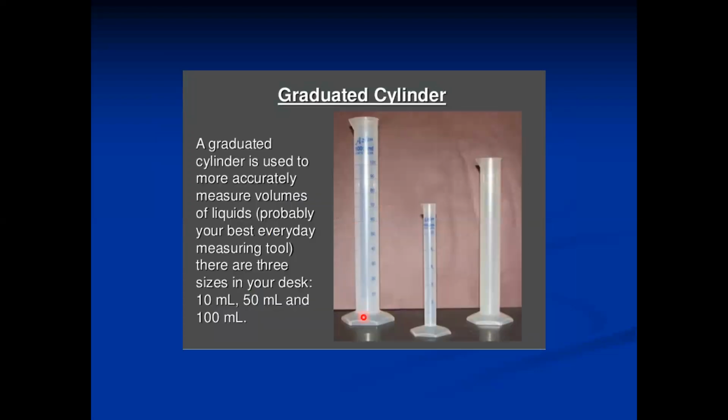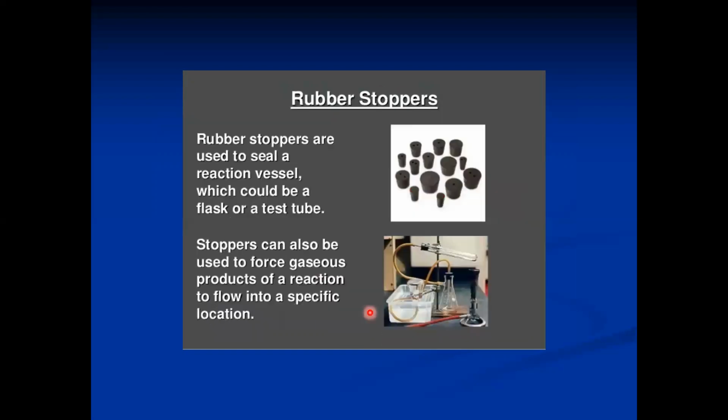Graduated cylinders, they are used to measure accurately different amounts of liquids. Rubber stopper or rubber cork, they are used if we want to keep the liquids from evaporating, or we want to keep them safe in order to prevent their spillover.